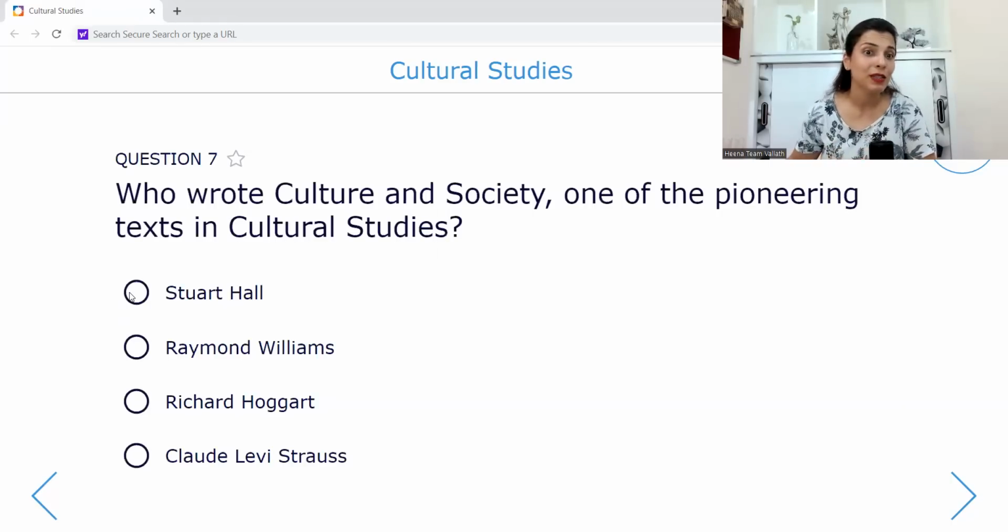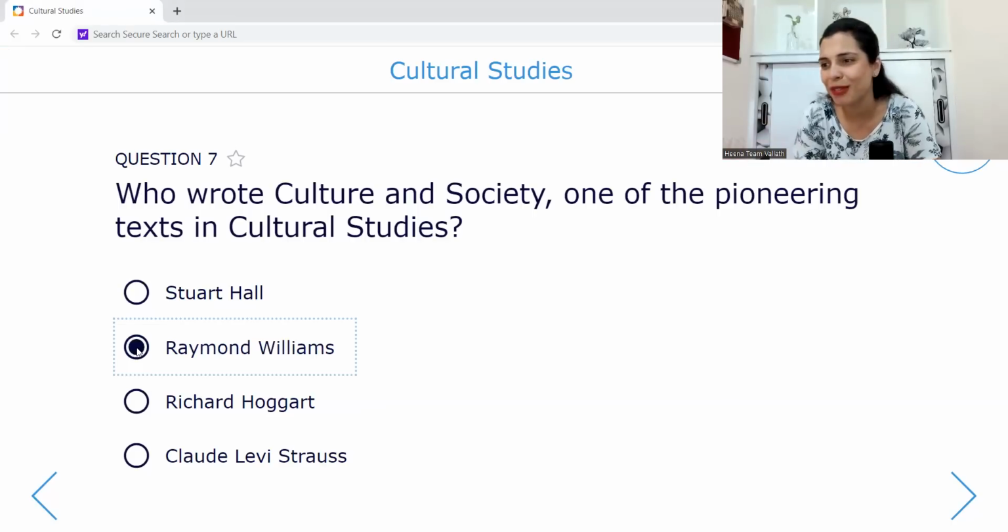Who wrote Culture and Society, one of the pioneering texts in cultural studies? So Culture and Society is written by A. Stuart Hall, B. Raymond Williams, C. Richard Hogarth, or D. Claude Levi-Strauss? It's an important one, and it's a very easy one. Raymond Williams, of course. Raymond Williams wrote Culture and Society, okay?